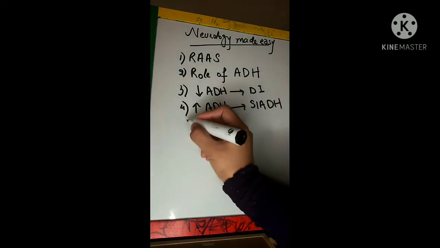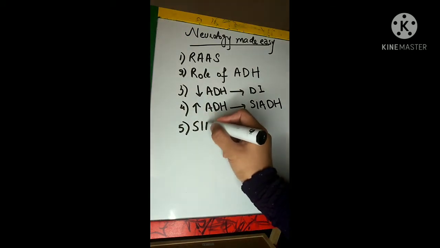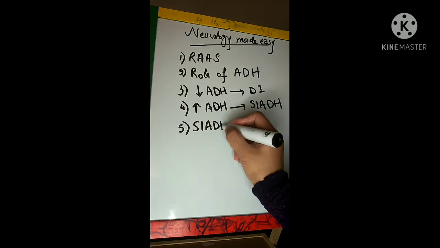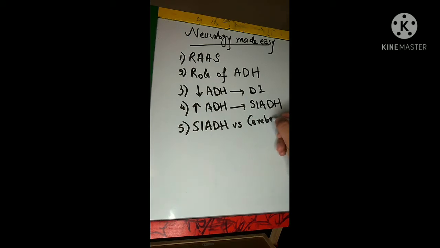Then we will talk about what happens if there is an increase in ADH, and what is SIADH, syndrome of inappropriate ADH secretion. And lastly, I will tell you how to differentiate between SIADH and cerebral salt wasting syndrome, that is also called Nelson syndrome.